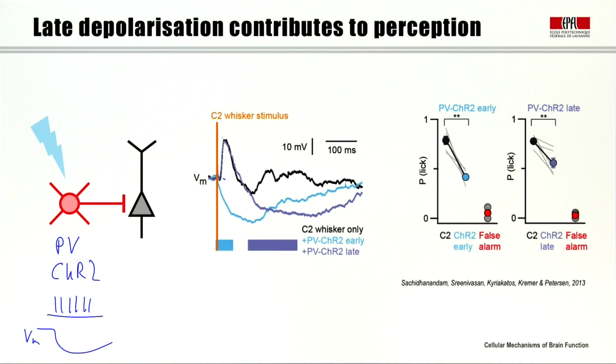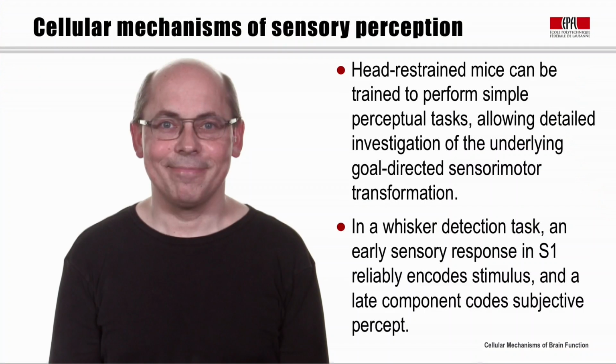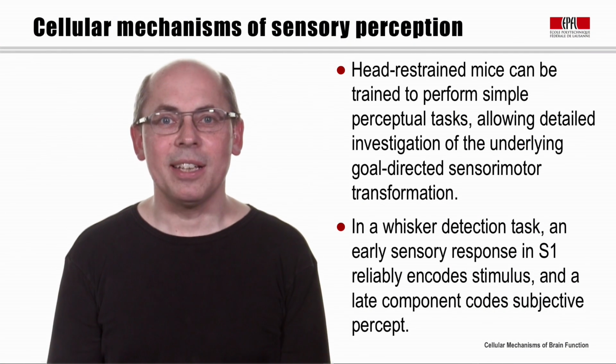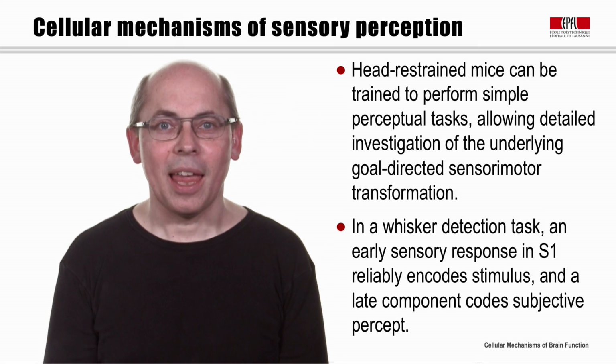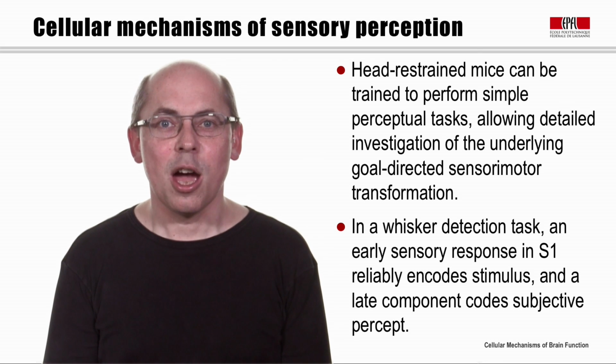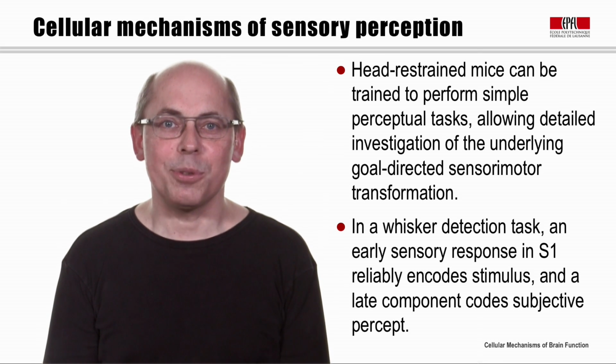And so that late depolarization not only correlates with the subjective percept of the animal, but it also contributes to driving that sensory percept. And so we're slowly beginning to understand mechanistically the types of neuronal activity that occur in the mouse brain during subjective sensory percepts. In this video, we've seen that head-restrained mice can be trained to perform simple perceptual tasks. And over the coming years, we'll get a detailed and mechanistic understanding of how simple sensorimotor loops are performed.